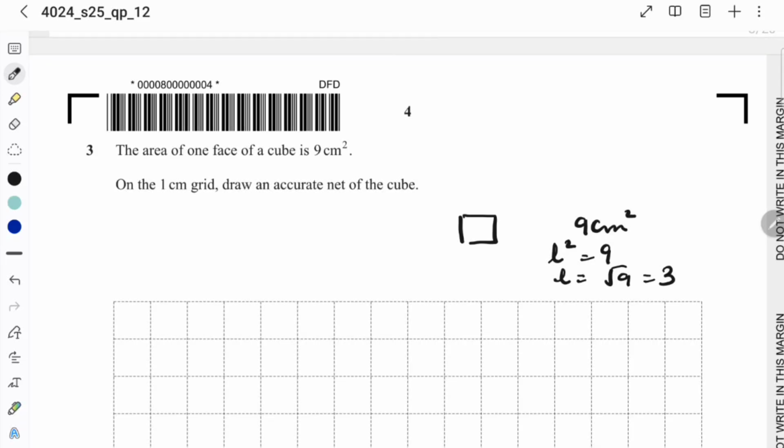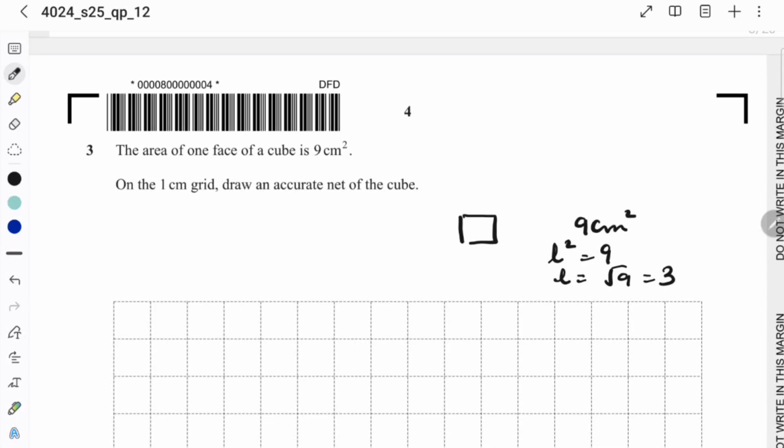It means the area of one face of the cube is given, that is 9 square centimeters, and the cube has square faces, so each length will be 3 centimeters. The side length of the cube is 3 centimeters. Now we are going to draw the net.